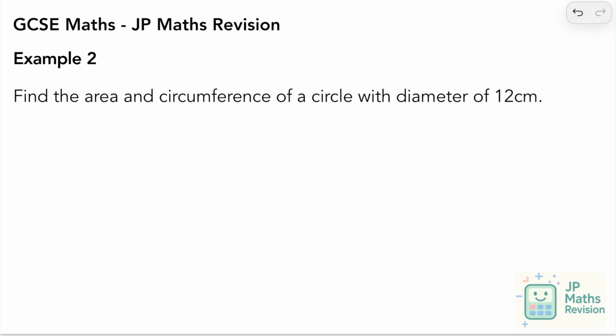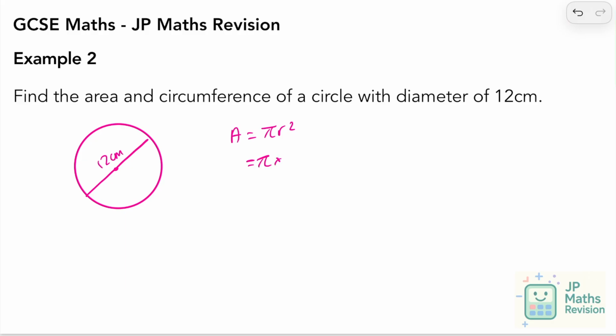Here's another example. We need to find the area and circumference of a circle with diameter of 12 centimetres. So if I firstly draw out my circle, and I'm going to label my diameter, so that's 12 centimetres. To work out the area, I do pi r squared. If the diameter is 12, the radius is half the diameter, which is 6. So it's going to be pi times 6 squared. We could write this as 36 pi, which is squared centimetres. I'm going to leave this one in exact form, so 36 pi centimetres squared.